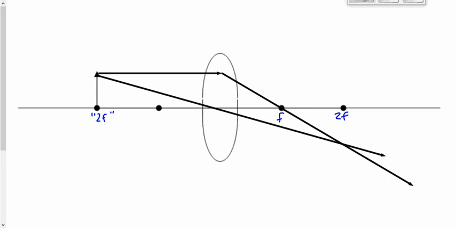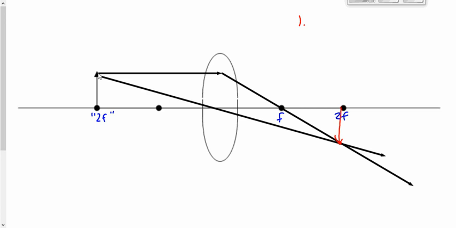Where's the image formed this time? Well, the top of the object was where the lines started. The top of the image is where the lines come together. The bottom of the image is at the principal axis. So my image is going to look like this. Let's take a look at my three attributes here.